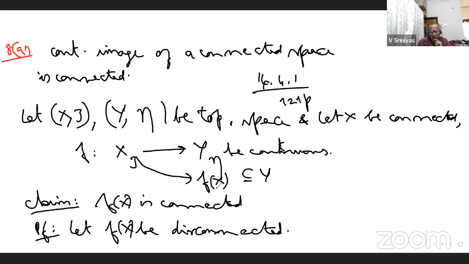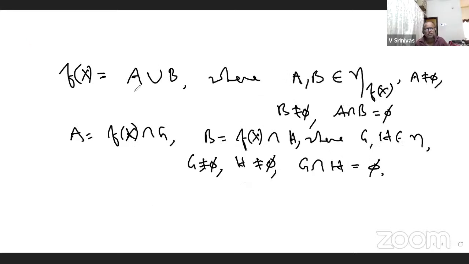So as a subspace topology, f(X) is disconnected. As a topological subspace, f(X) is disconnected. So you have f(X) is equal to A union B, where A and B are open sets in f(X), and they are non-empty and they are disjoint. Okay, and what kind of open sets do lie in eta suffix f(X)? They are f(X) intersection open sets in eta. Okay, so they are f(X) intersection G and f(X) intersection H, where G and H come from eta. This is the topology on Y. Okay, because A is non-empty, B is non-empty, your H and G also will be non-empty. And because A and B are disjoint, your G and H will also be disjoint. Okay, f(X) is common in these two, so G and H has to be disjoint.